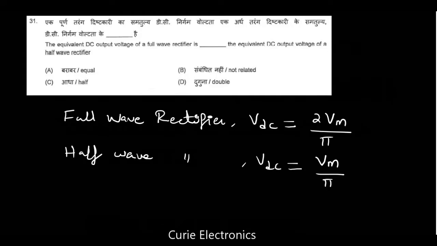So if we compare these two, for a full wave rectifier it is 2 times the voltage of the half wave rectifier. So it is double. The equivalent DC output voltage of a full wave rectifier is 2 times that of the half wave rectifier. If we multiply this equation by 2, we will get 2 Vm upon pi. Answer is option D, double.